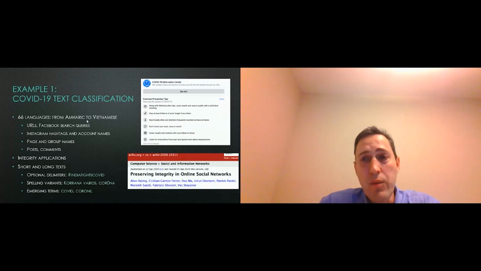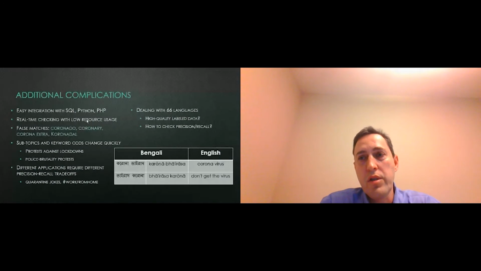So in 66 languages, if you wanted to train a conventional machine learning system, you need high quality data. You will not get this in Armenian and Mongolian, at least not in time and not continuously updated. As I'll mention, things change, and you have to update your system to reflect the changes. Also, how do you check precision and recall of this classification? These are very challenging questions.